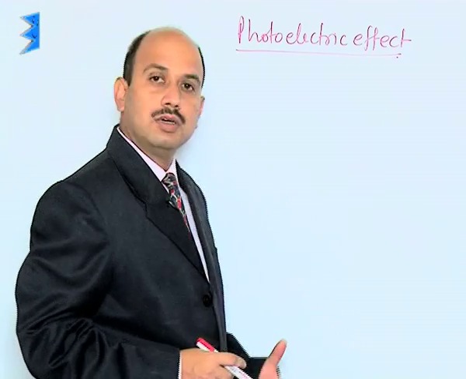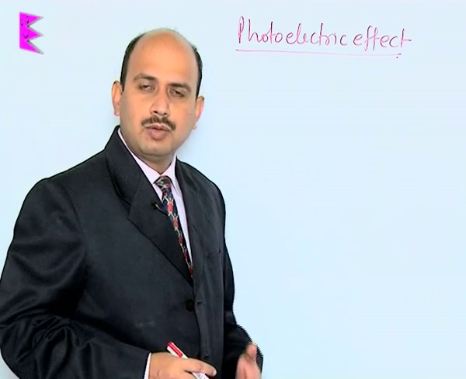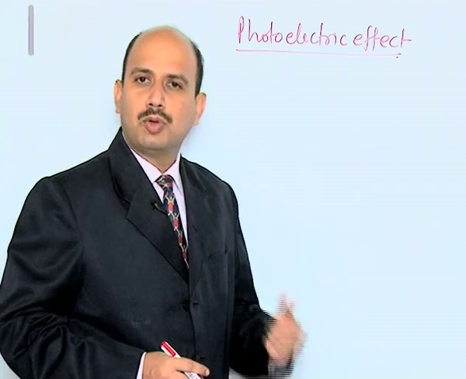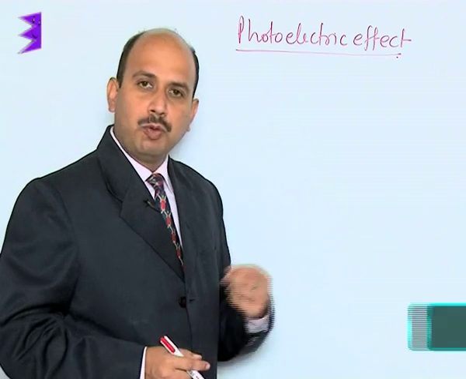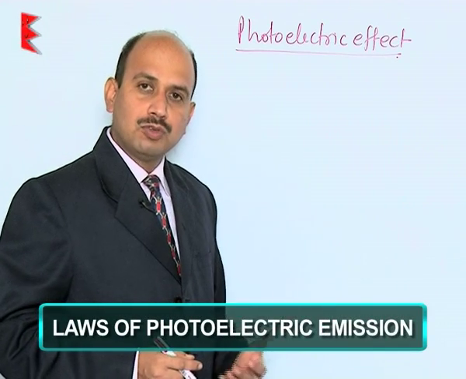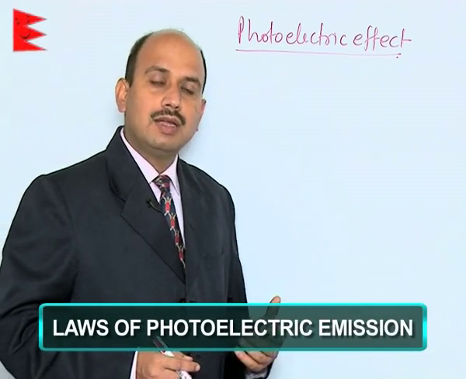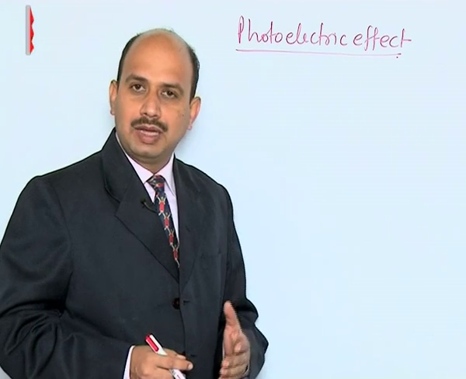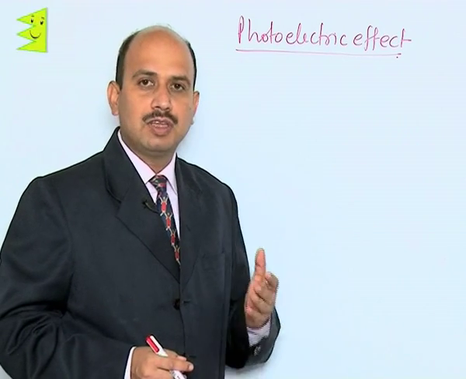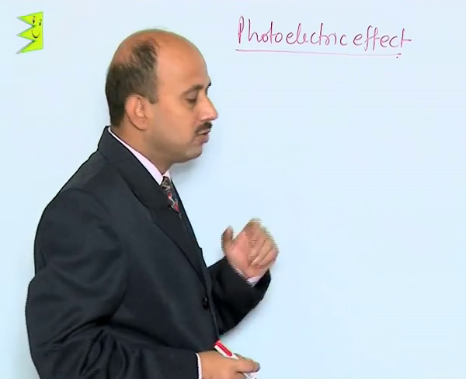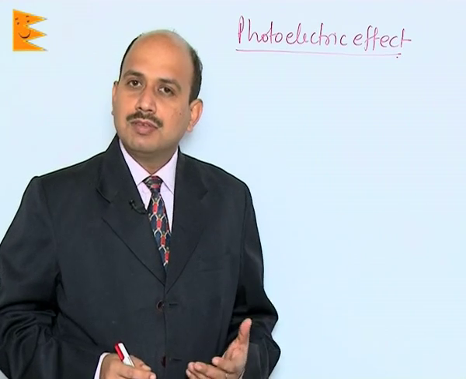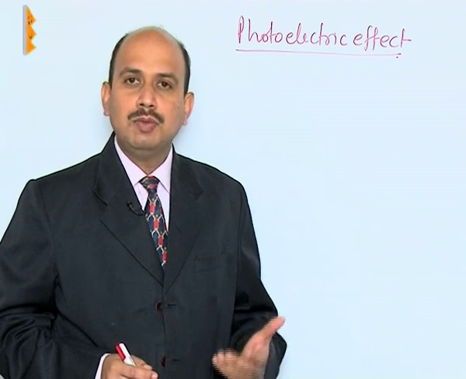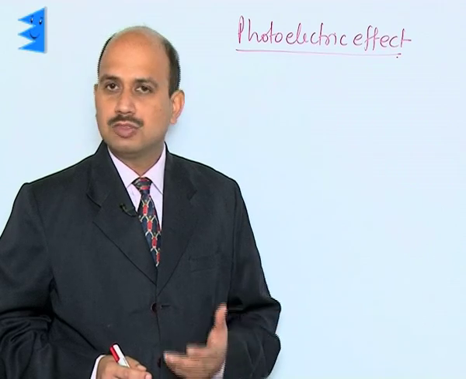Now we have done the experimental study of the photoelectric effect, and we have seen all the factors affecting the photoelectric current or stopping potential. These are also called the laws of photoelectric emission. The first point: for a given photosensitive material, the photoelectric current is directly proportional to the intensity of radiation falling on it, provided the frequency is kept constant. The second: the emission of electrons takes place at a certain minimum frequency, and this minimum frequency for the given metal plate is known as the threshold frequency.